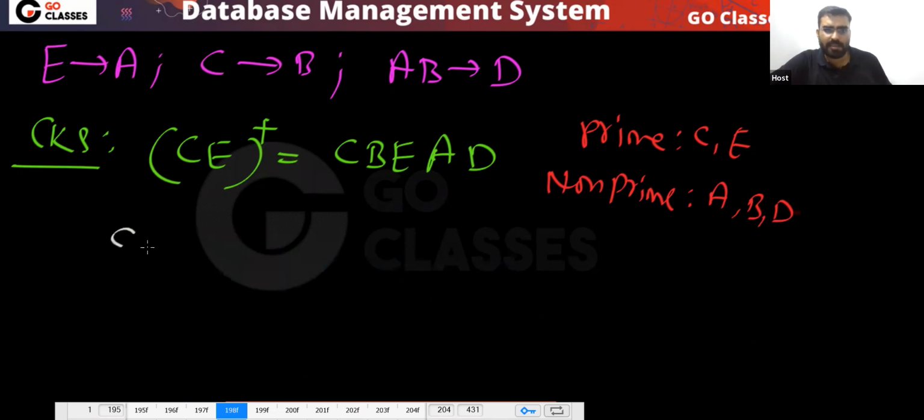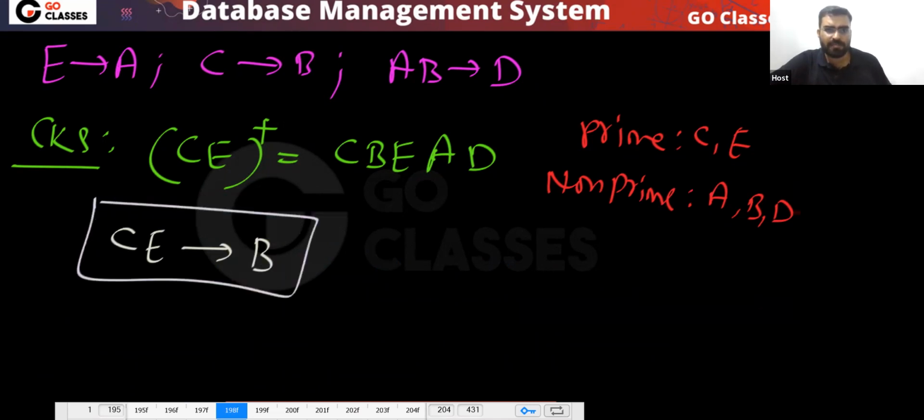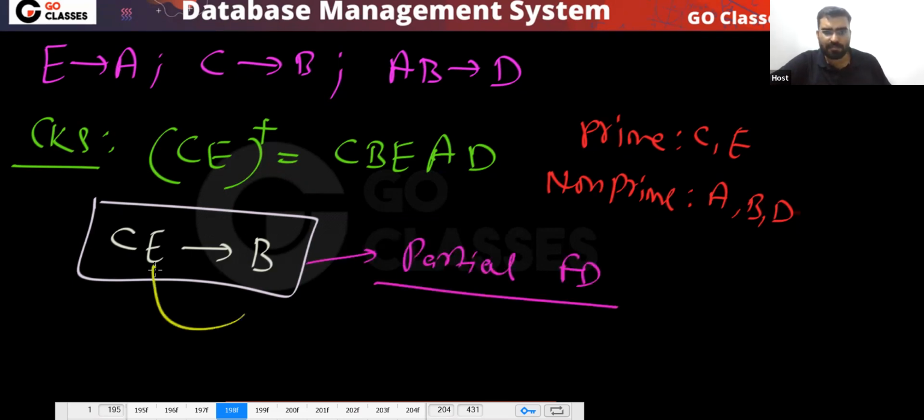C determining B. Is this full or partial? Is this trivial? Is C a superset of B? So this is not trivial. Vani, this is not trivial. What about this? Is this partial or full? C determining B, this is partial. This is a partial FD.